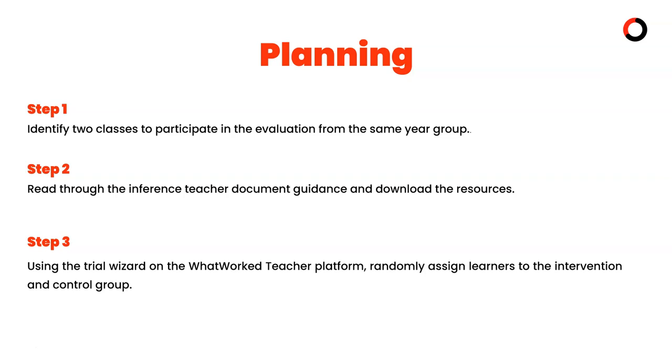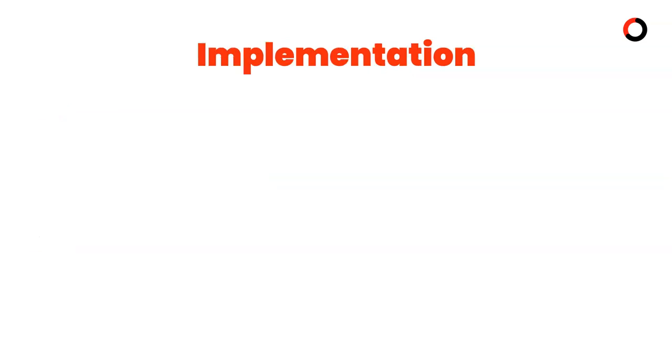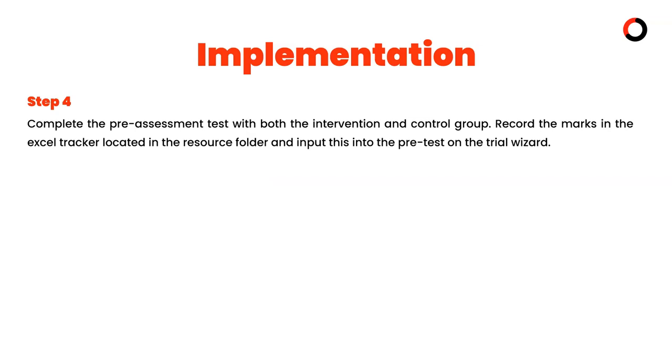Using the trial wizard on the What Worked Teachers platform, randomly assign learners to the intervention and the control group. So this will be the 2 classes. And then moving on to the implementation. Complete the pre-assessment task with both the intervention and control group.